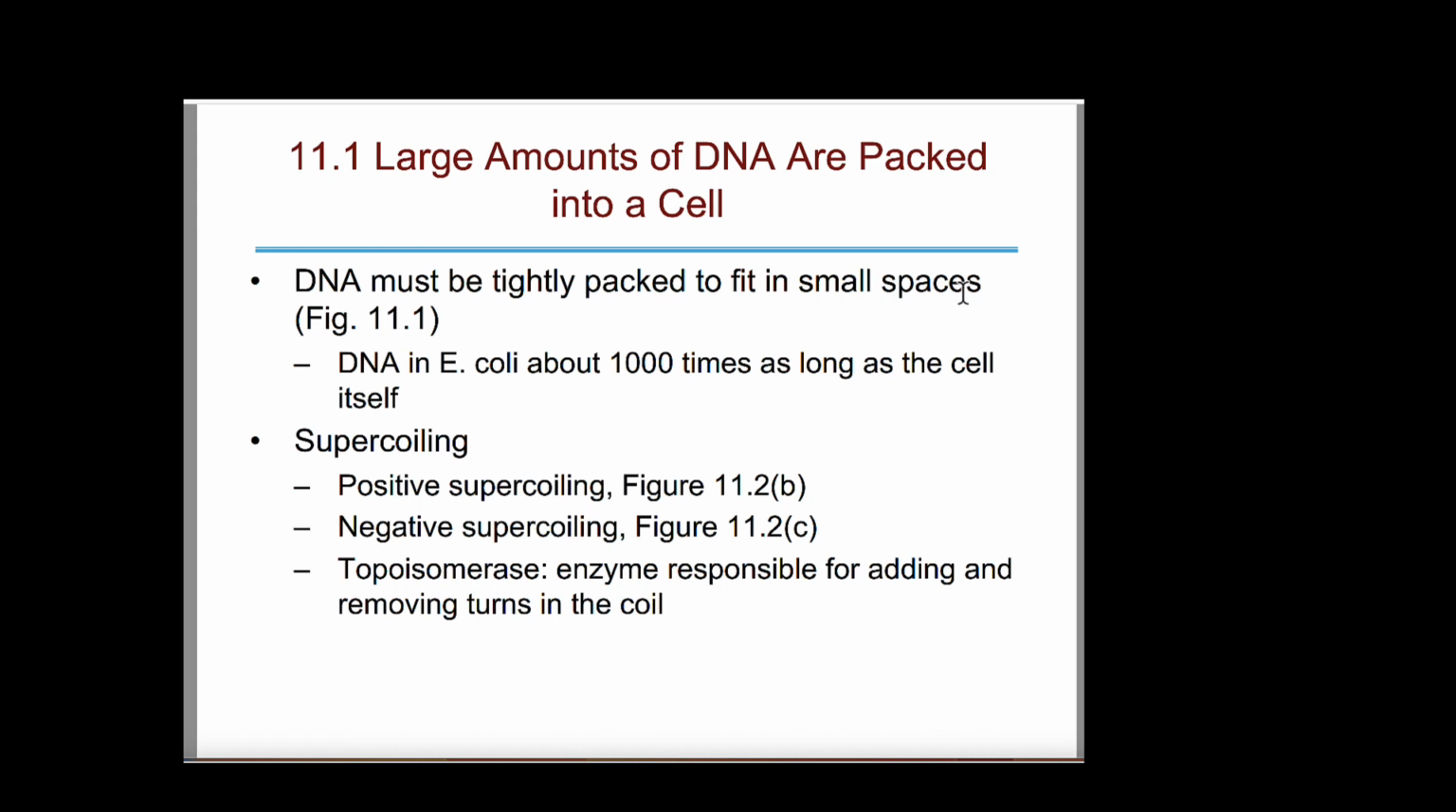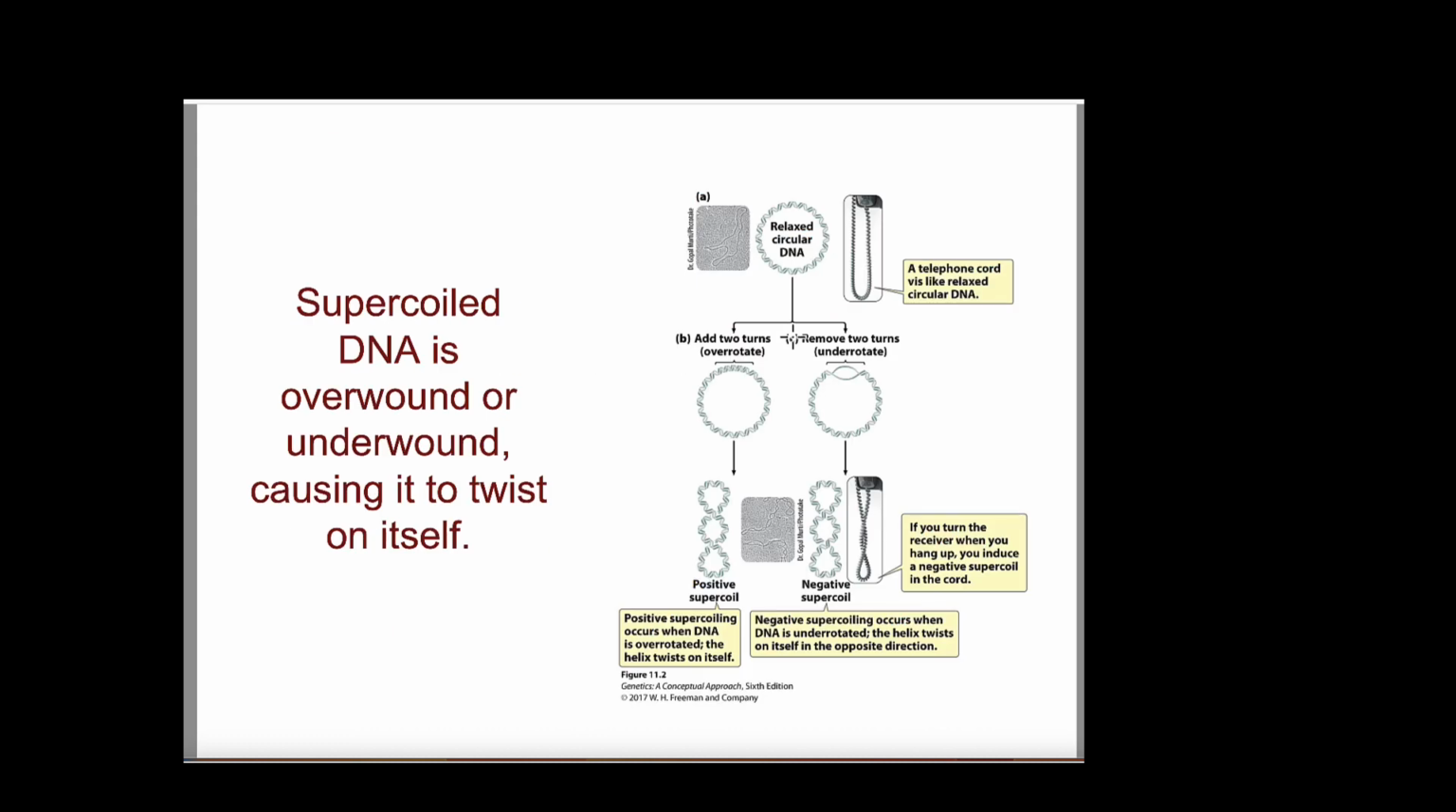You have positive supercoiling and negative supercoiling. The enzyme that controls or regulates this supercoiling is an enzyme called topoisomerase. So you can see here in this diagram DNA when it is supercoiled, either positive or negative, and how that affects the structure when it starts to twist and turn on itself.